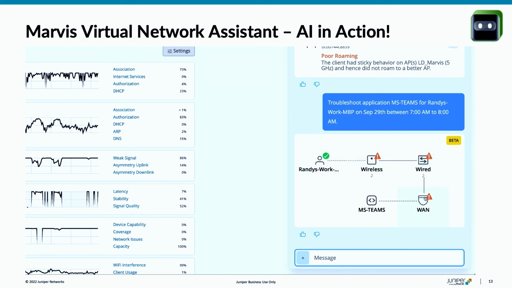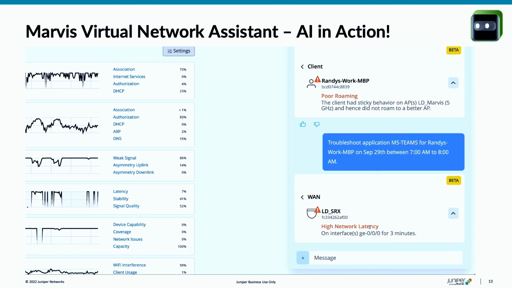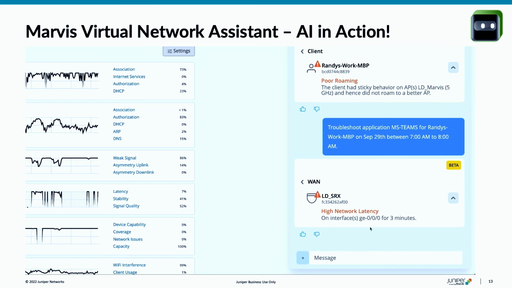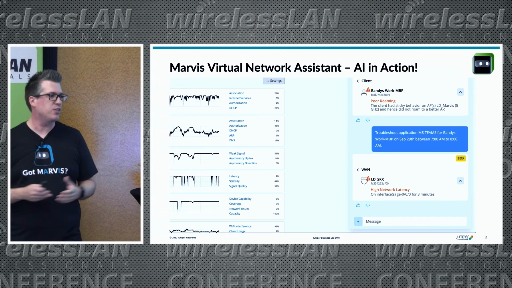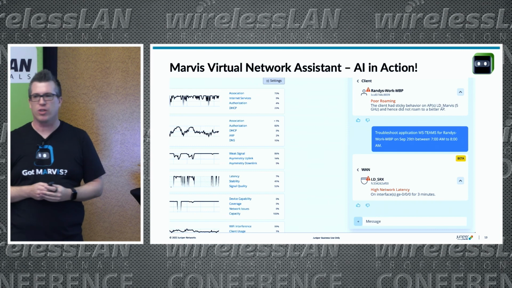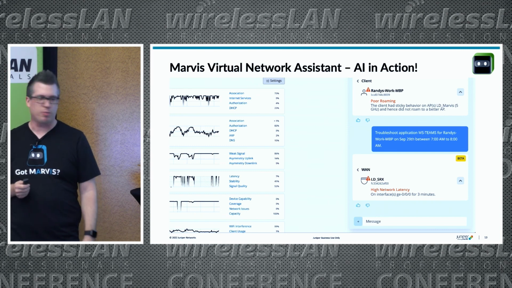And in this particular instance, Randy's MacBook was all good. There were no problems with Randy's MacBook, but we can actually validate that there was high network latency impacting the Teams application. So in this particular instance, it was not a Wi-Fi roaming problem whatsoever, but Randy was complaining of a bad Teams call. We have the proof here that across the network stack, it was impacting his experience. We can now focus on the WAN and improve his end user experience overall.